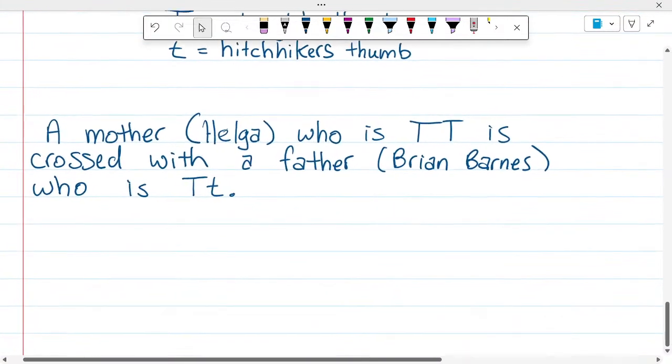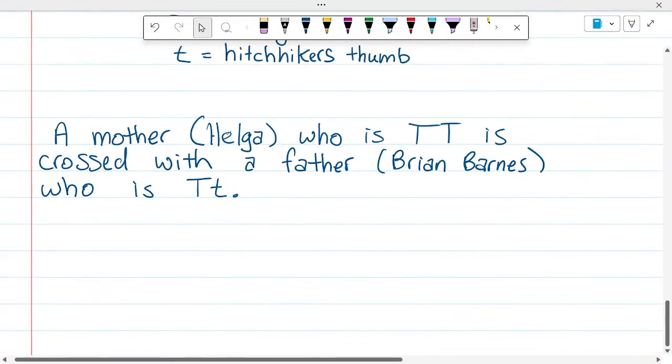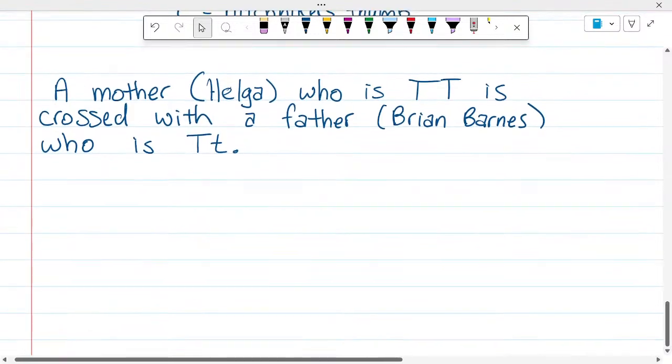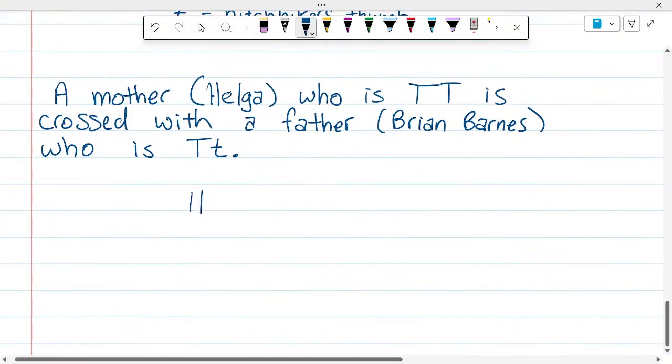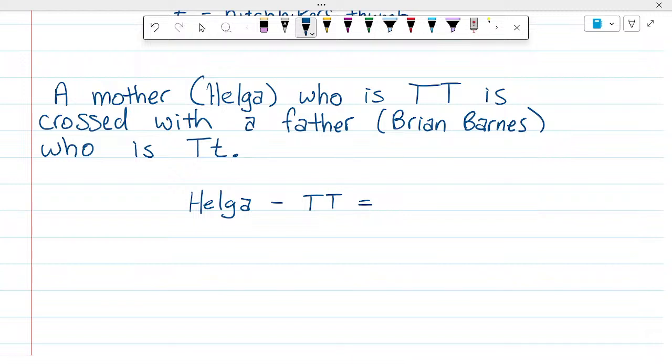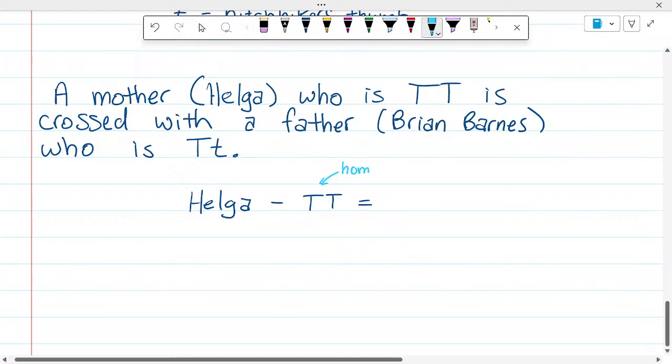Okay, this last one we're going to do together, and I'm going to leave you to get to work. But first things first, let's talk about Helga. We know that Helga is big T, which means that she has what trait? Okay, so we would say she is homozygous, and specifically we'd say she is homozygous what? We'd say she's homozygous dominant.